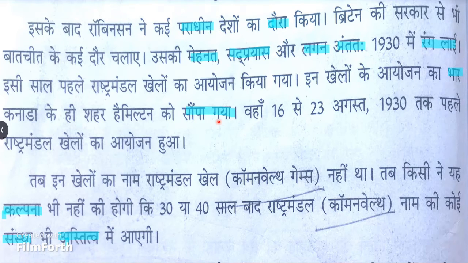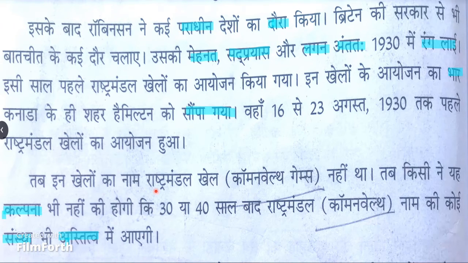Sompa gaya means entrusted. The first Rashtramandal Khel were organized from 16th to 23rd August 1930 in the Hamilton city of Canada. So children, from this you should learn where the Commonwealth Games were first organized and when. The Commonwealth Games were organized from 16th to 23rd August 1930 for the first time in the Hamilton city of Canada. So please remember it by heart, children. It's a general knowledge question.